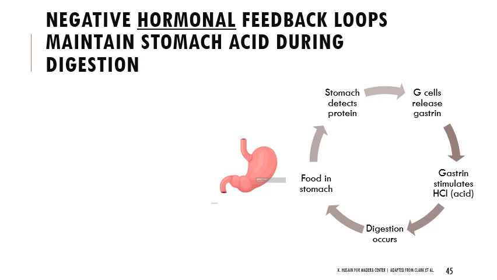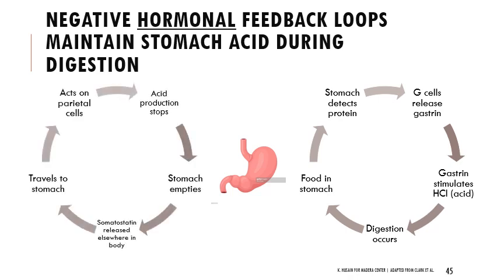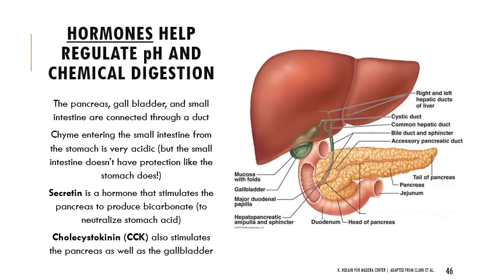So then food is turned into chyme, it gets transported into your small intestine, and so now the stomach is empty, which means that somatostatin, another hormone, is released elsewhere in the body. It travels to the stomach, it acts on those parietal cells, and acid production stops. So these together constitute a negative feedback loop that keeps things in homeostasis. That will make sense to you if you watch the endocrine lecture. Please make sure you do that.